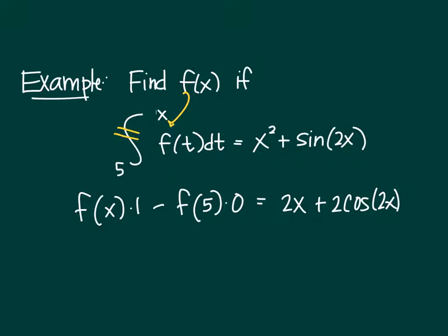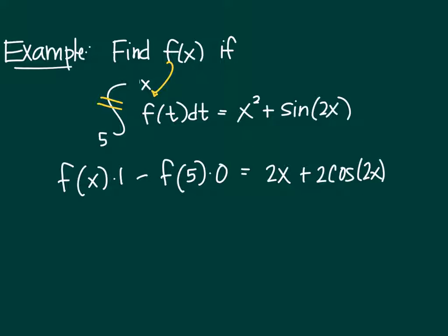Okay, have we found f of x yet? Yes, we did. So we've got f of x times 1, that's f of x. We have f of 5 times 0, which is 0, so f of x equals 2x plus 2 cos 2x.